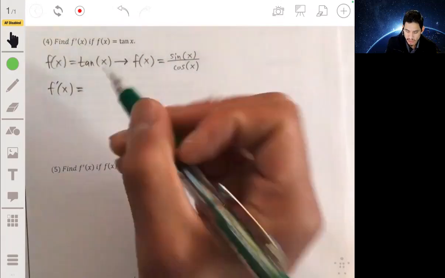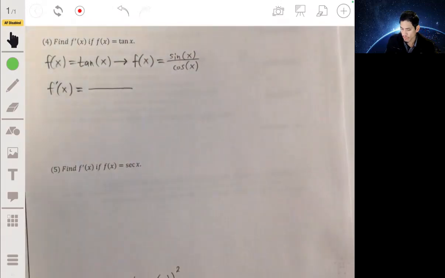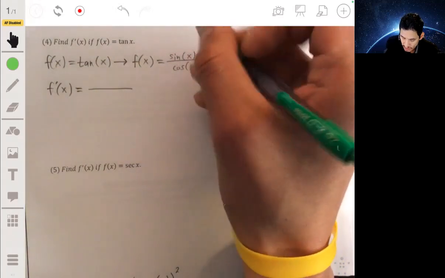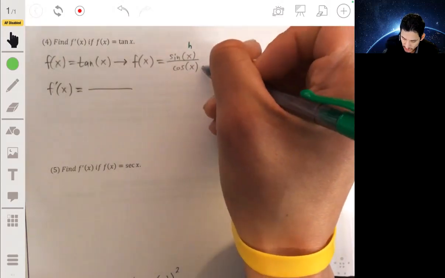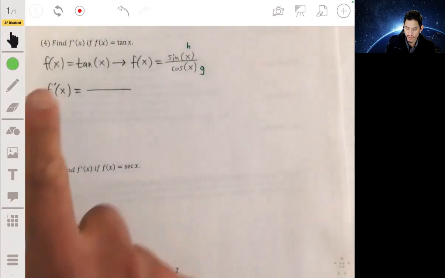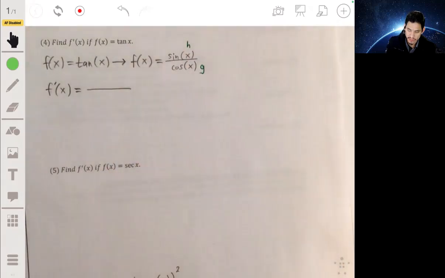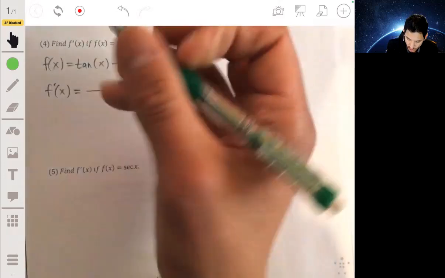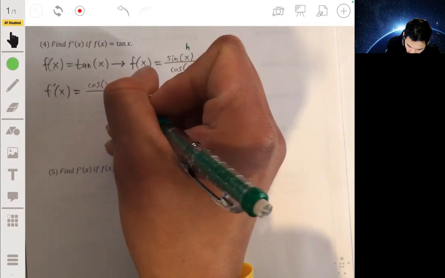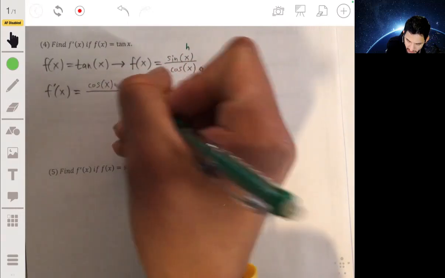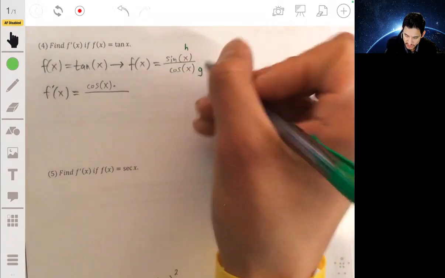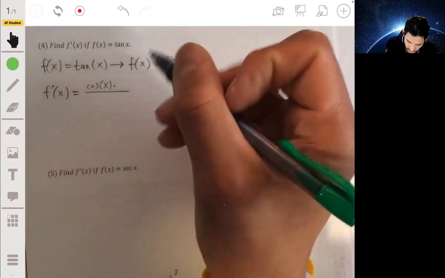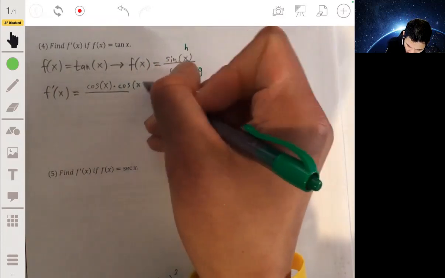remember what the quotient rule says. This is our, let's call this h, and that's our g. So the derivative of h over g is you first take the derivative of h, or the derivative of the sine of x, which is the cosine of x, and that you then multiply by g of x, not the derivative of g of x, just g of x. So just cosine of x.